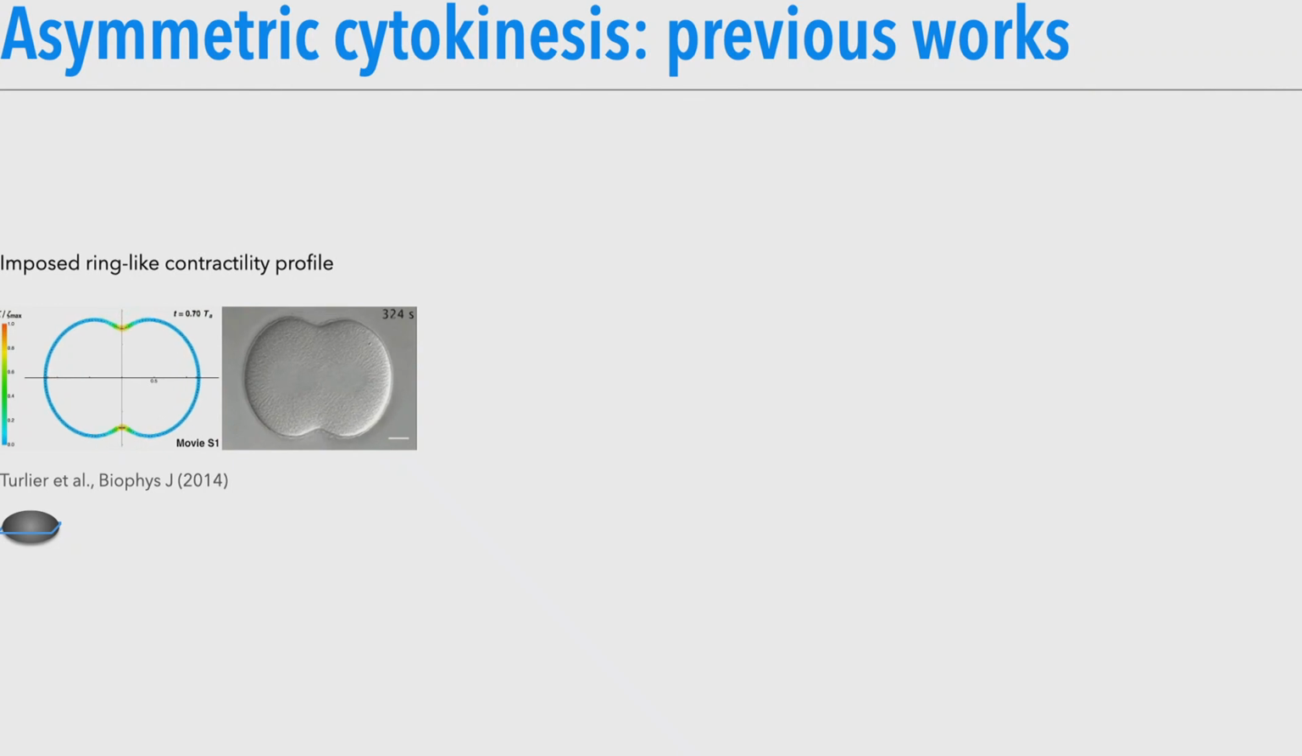How do we think about cytokinesis, and in particular asymmetric cytokinesis? There have been a couple of works. One of the very early works that I know of is this very nice work by Hervé Turlier from the French Paris group, where they look at a circular domain, assuming azimuthal symmetry. If you impose some ring-like contractility profile and track the deformation of the surface itself, you can recapitulate something that looks like a cell division pattern. But remember, this is with an imposed ring-like contractility profile.